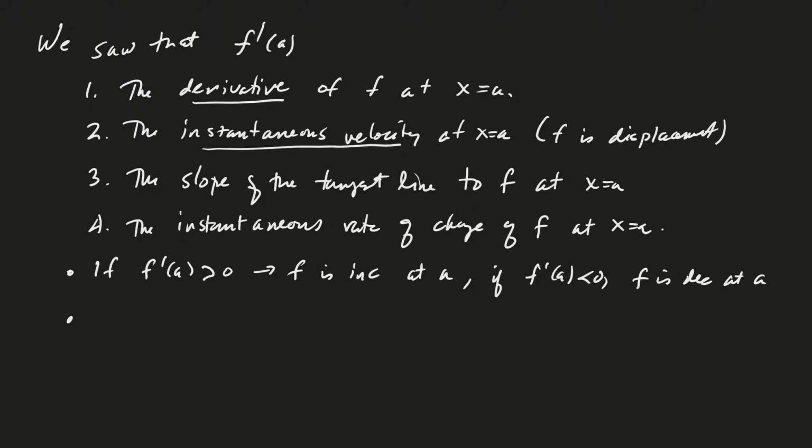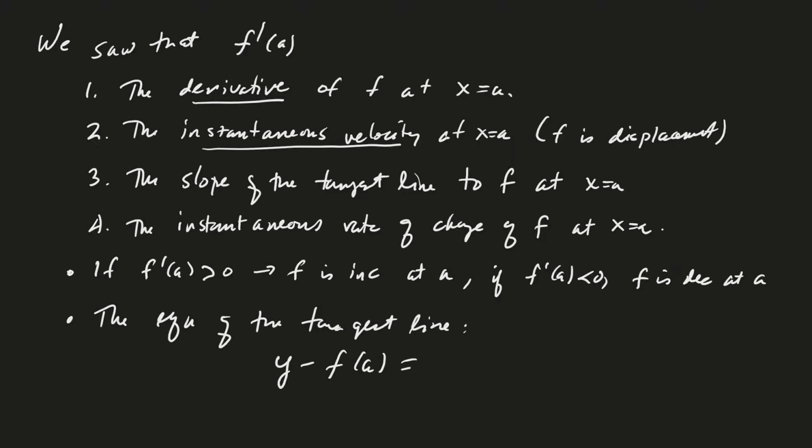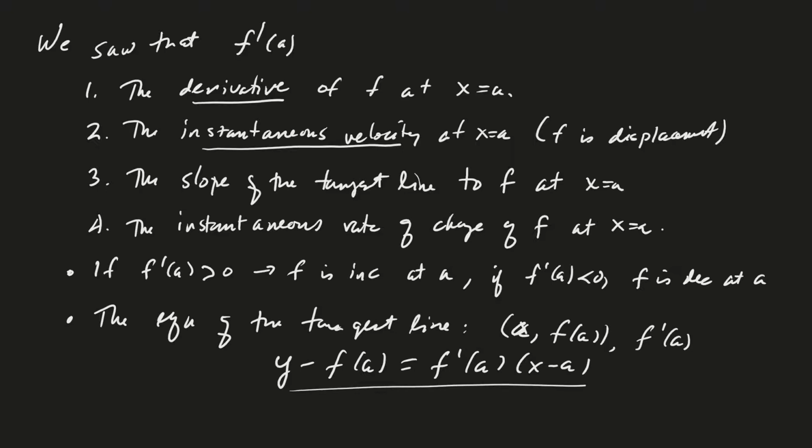wanted to mention the equation of the tangent line, just to put it all in one spot here. So the equation of the tangent line is going to be y minus f of a equals f prime of a times x minus a. And the way to remember that, right, is the point that the line goes through is a, f of a, and the slope that the line goes through is f prime of a. Okay, so this is just point slope form. Good.